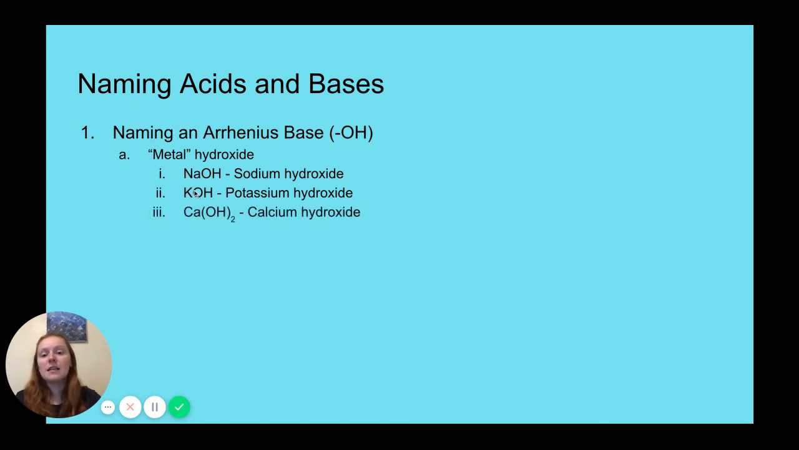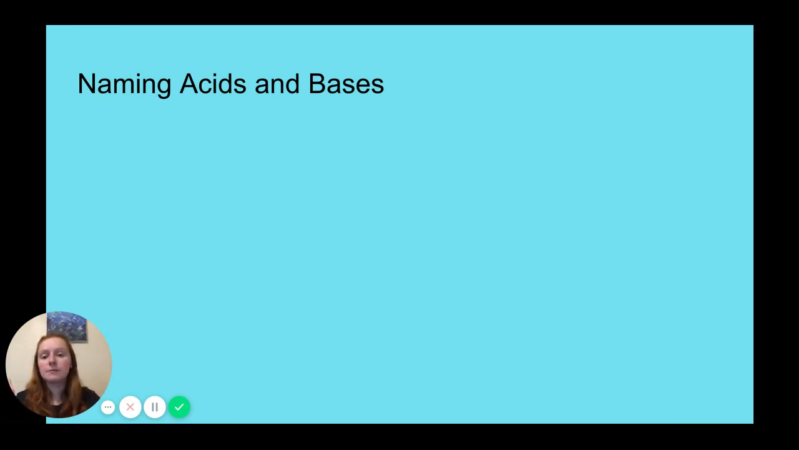This one, now you'll notice there's two hydroxides, but it doesn't matter because a good chemist is going to know, oh, calcium, I know its oxidation number, I know how it bonds. So a good chemist is going to know that there's going to be two OH. And so we're just going to call this calcium hydroxide. That's it. You don't have to worry about the two. You don't need to put the di in there anywhere. There's no dihydroxide. It's just calcium hydroxide. So that's how you name Arrhenius bases.